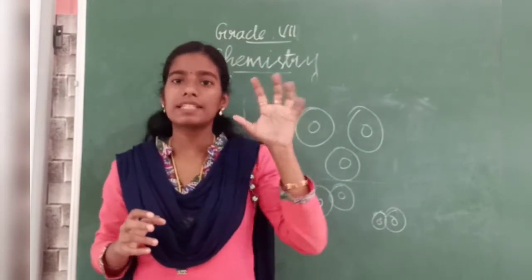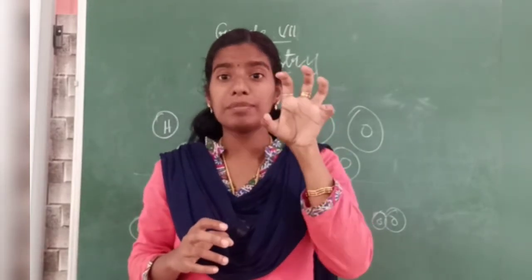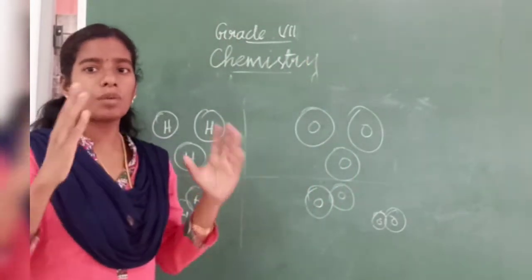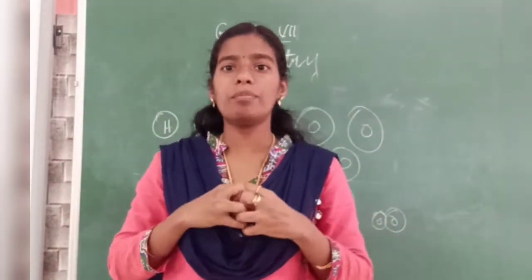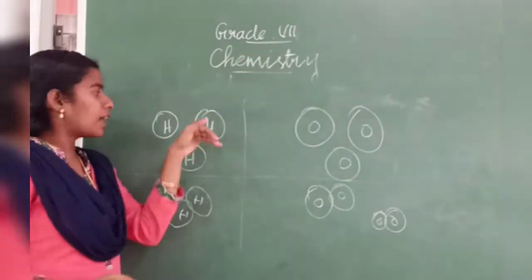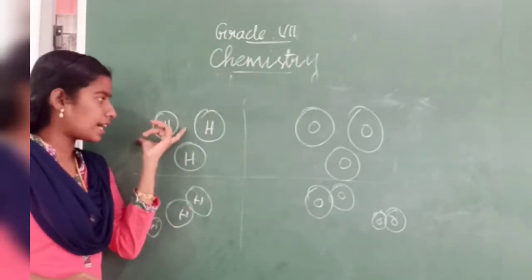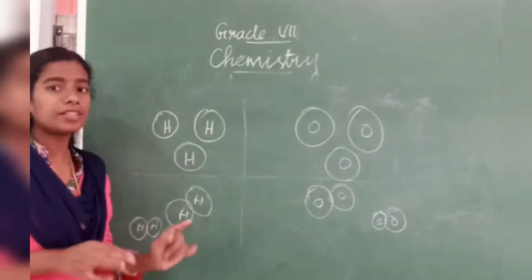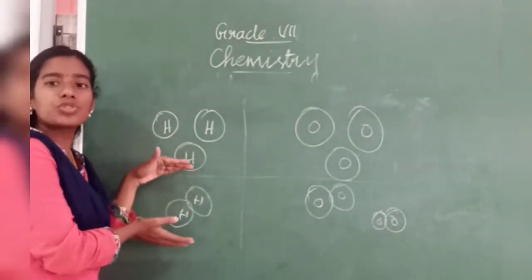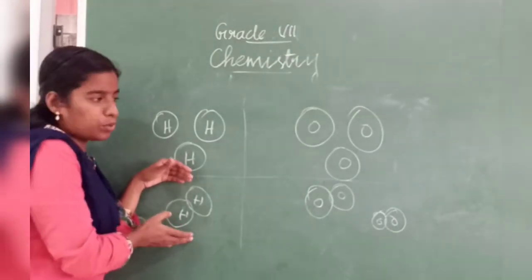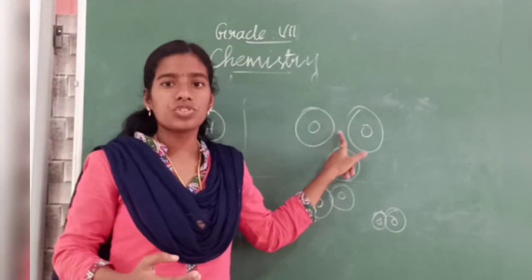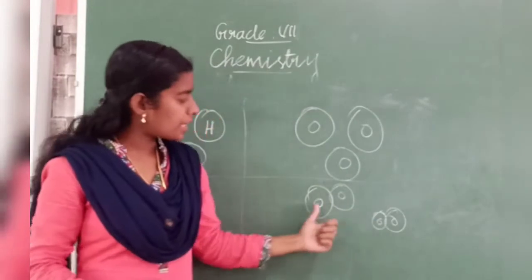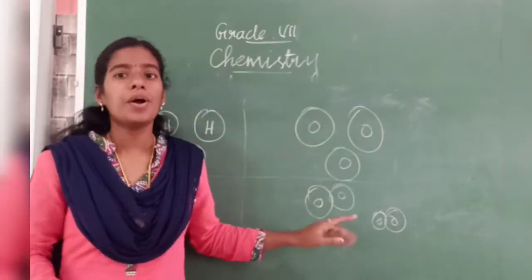Okay. Now, what is the difference between this atom and molecule? Atom is a single part of the element. Molecule means one or more atoms combine to form molecules, as we have shown here. Hydrogen, this is one hydrogen atom, this is another hydrogen atom, this is another hydrogen atom, but two hydrogen atoms combine to form a molecule. Here also oxygen, one oxygen atom, another oxygen atom. Here see, two oxygen atoms combine to form a molecule.